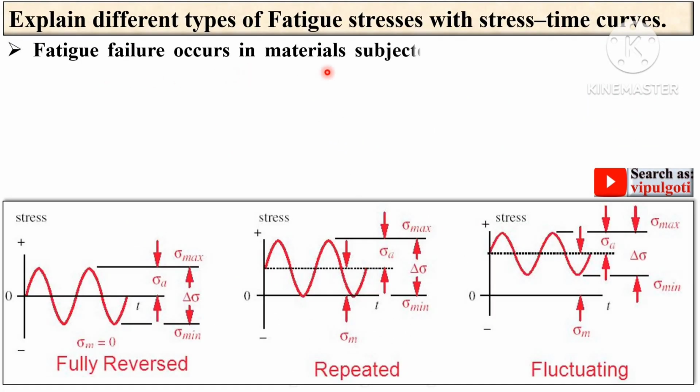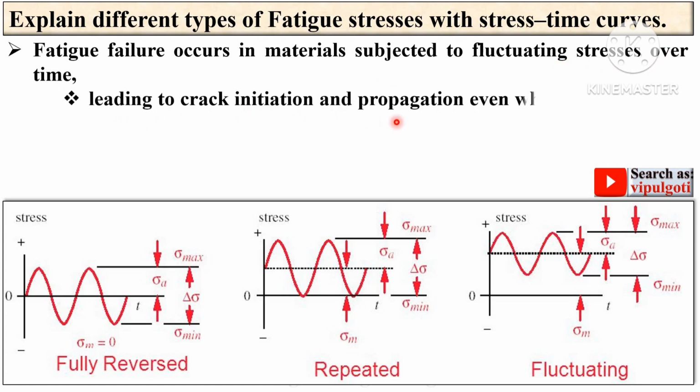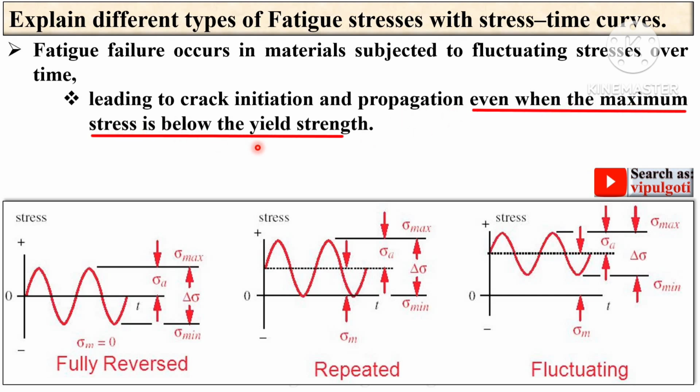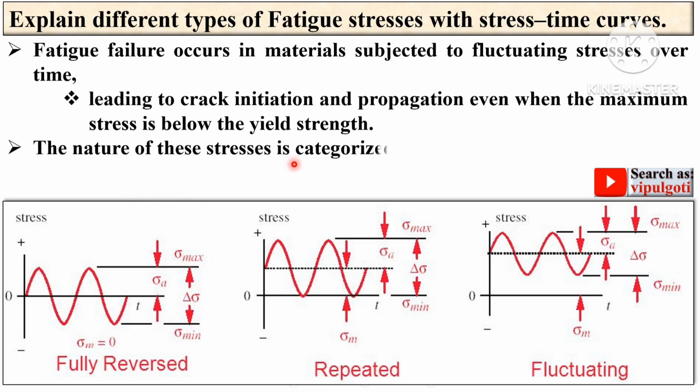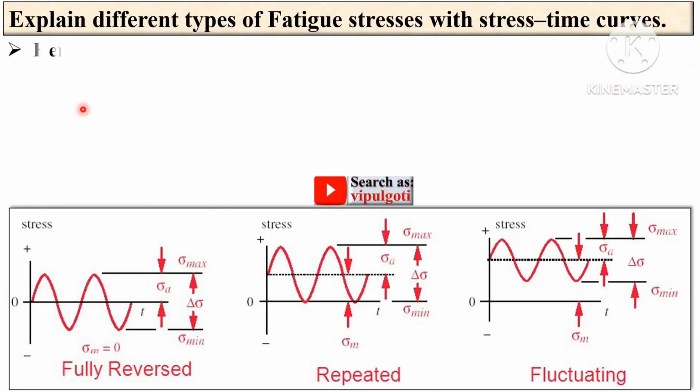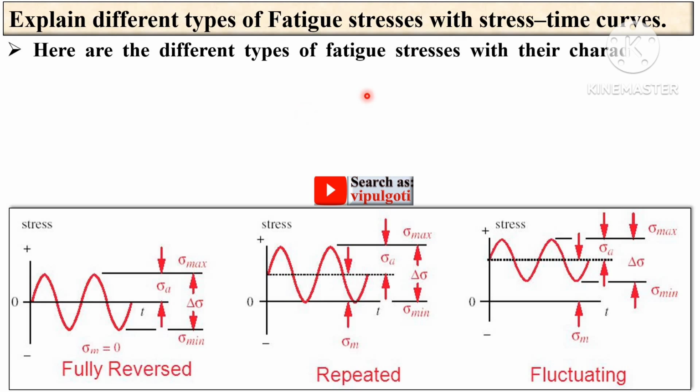Fatigue failure occurs in materials subjected to fluctuating stresses with respect to time, leading to crack initiation and then propagation, even when the maximum stress is below the yield strength. The nature of these stresses is categorized based on the stress-time history. So let's see first of all the different types of fatigue stresses with their characteristics.